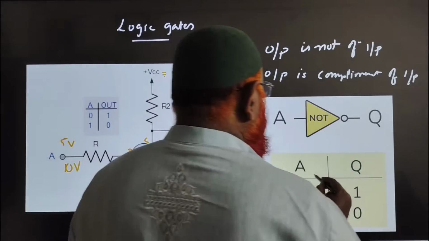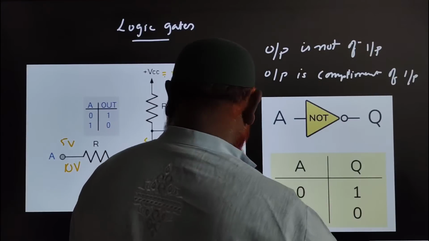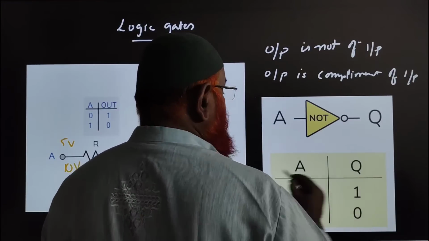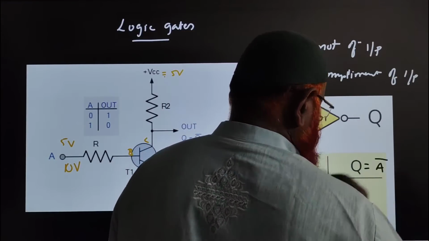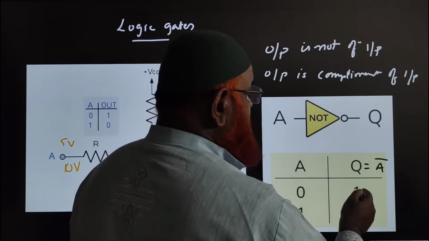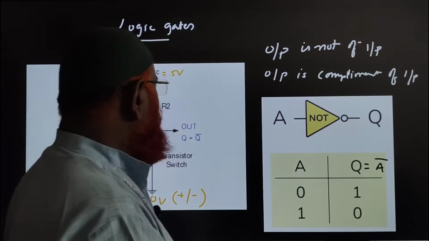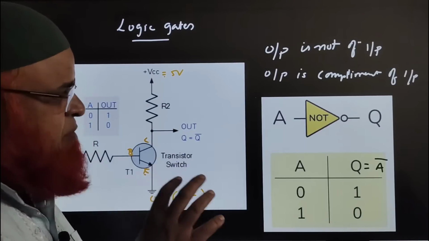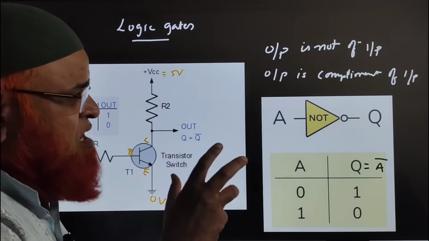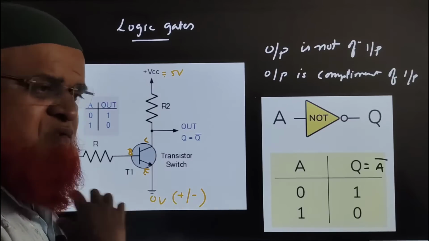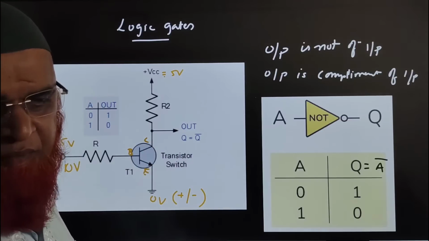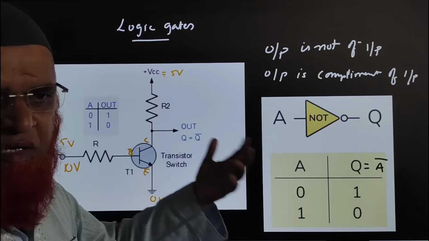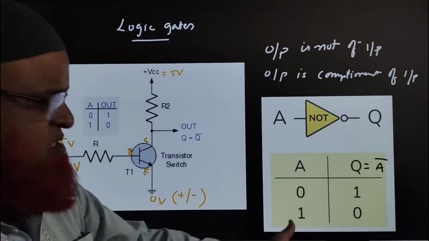That is nothing but, if this is A, this is going to be A bar. 0 bar is 1, 1 bar is 0. That is called a logic gate, which is called a NOT gate. The name itself says that output is not of input. जो भी input दो उसका output वही नहीं रहता, उसका opposite रहता है. Means input is 0, output is 5 volts, input is 5 volts, output is 0. That's a simple logic.